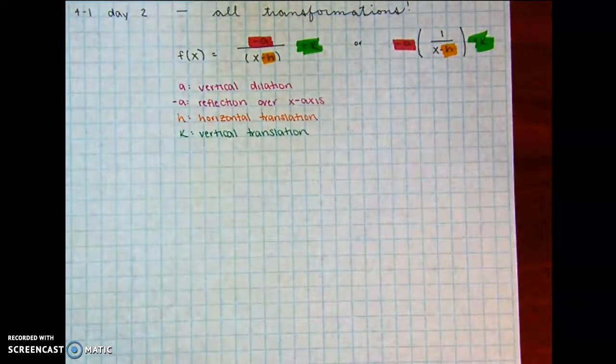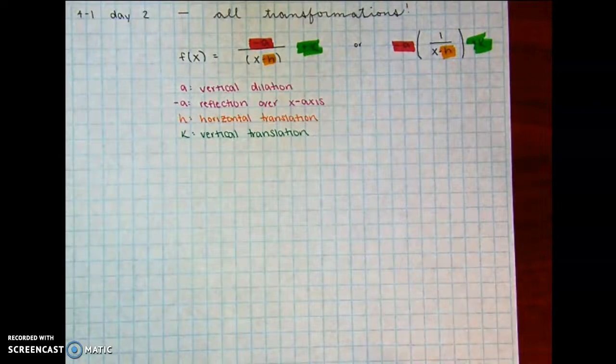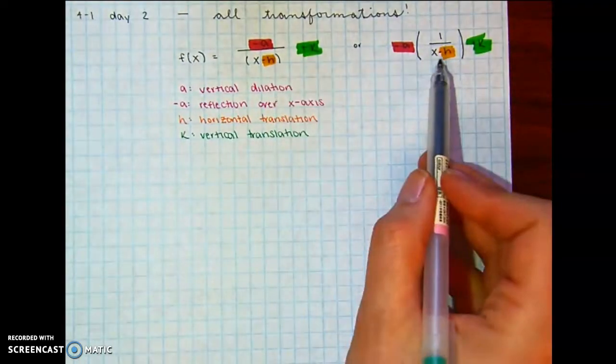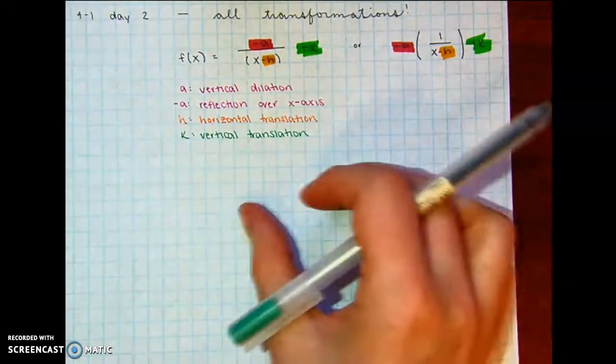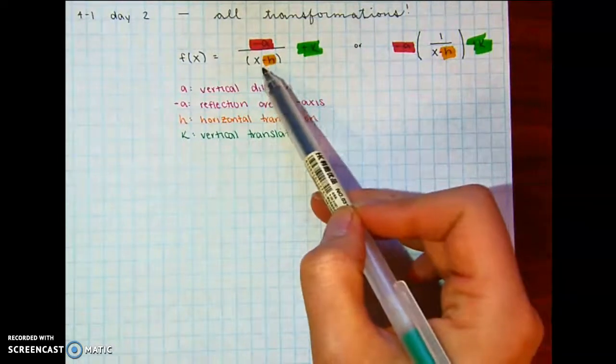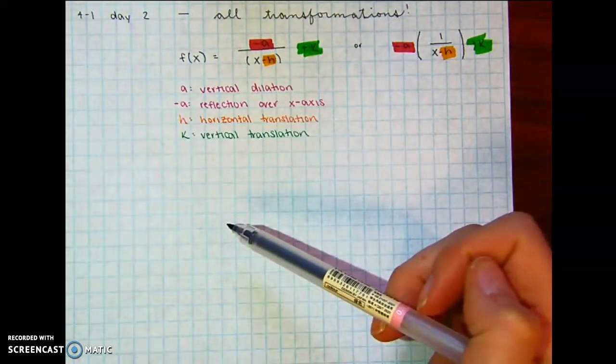So I was saying it's very similar to quadratics and absolute value. Really, all functions are very similar, because everything with x is going to affect x, and everything outside is going to affect y. That's why h is the only thing affecting the x values, translating it left or right. a and k are not in the parentheses with x, so they're going to affect your y values, reflecting over the x-axis or vertical dilation.